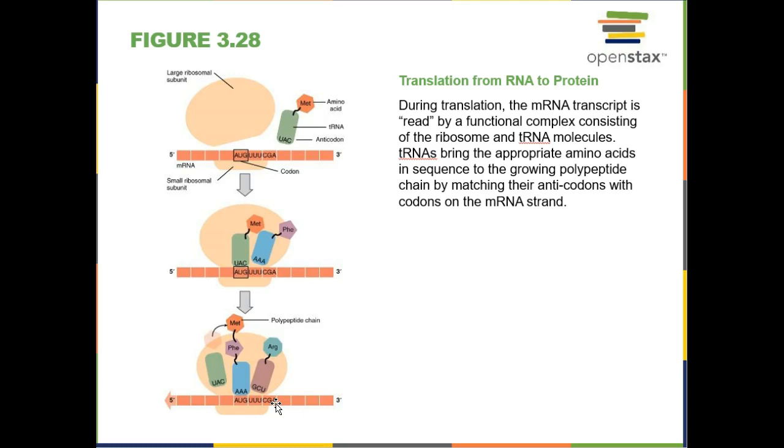Codons have matching complementary anticodons, and that anticodon delivers a specific amino acid every time that codon is present in the mRNA, and that is how you decode the base code and turn that into a sequence of amino acids.